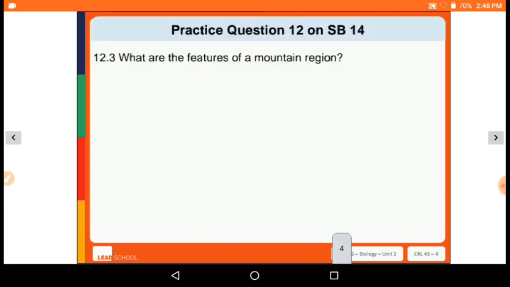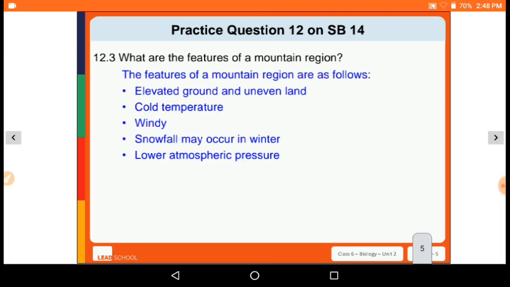Next question, 12.3 in your SB 14. What are the features of a mountain region? The features of a mountain region are as follows: elevated ground and uneven land, cold temperature, windy conditions, snowfall may occur in winter, and lower atmospheric pressure.